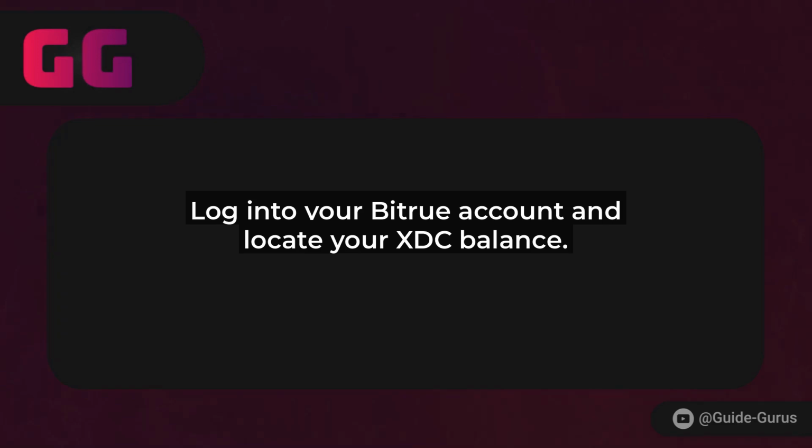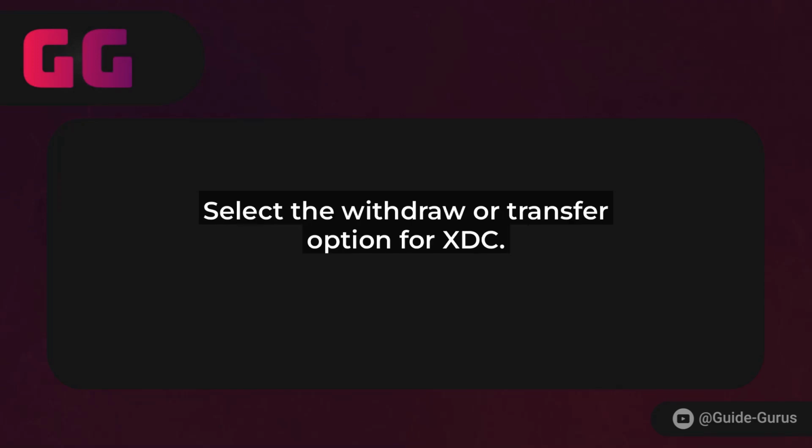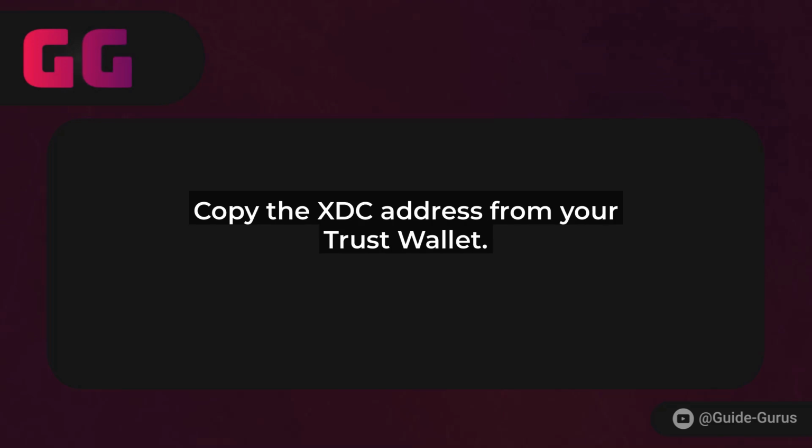Step 1. Open the Bitrue app or website and log in securely. Head over to your dashboard and find your XDC balance. It's usually under the Wallets or Assets section. Look for the XDC token. Next, select the Withdraw or Transfer option for XDC. This might be a button that says Withdraw or Send.